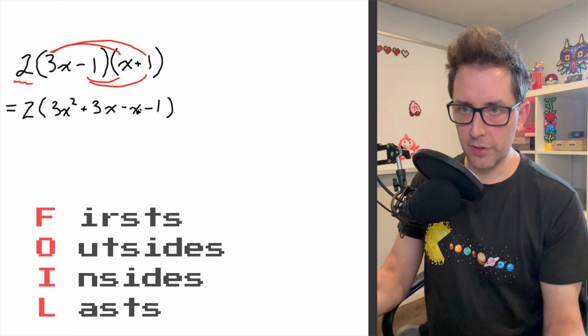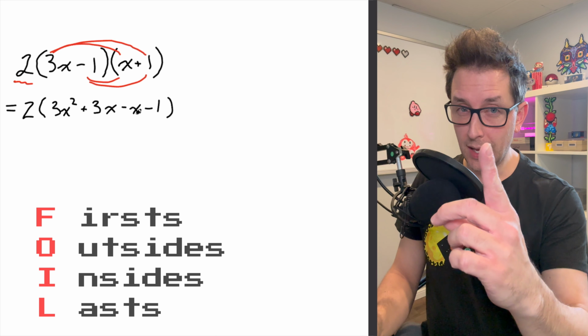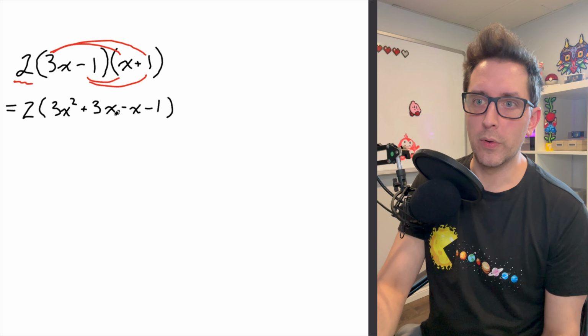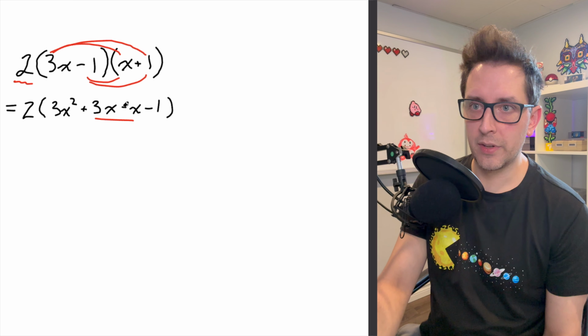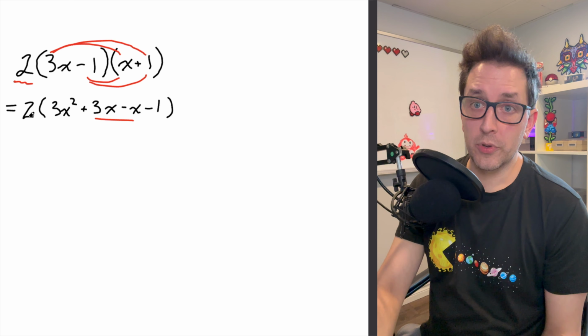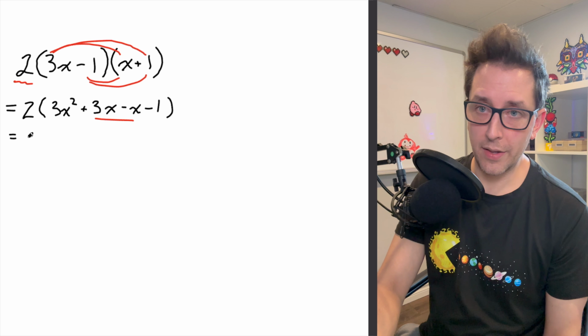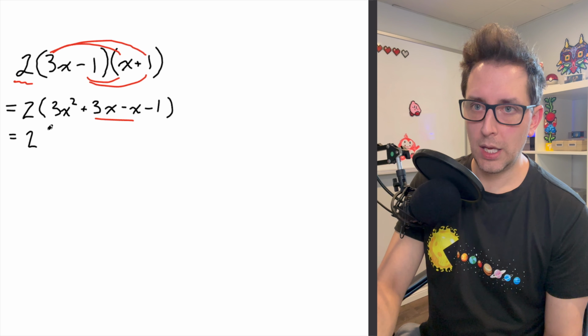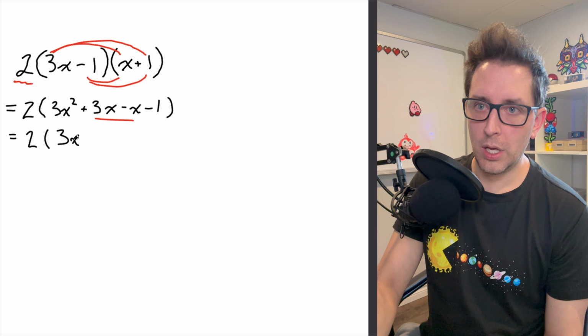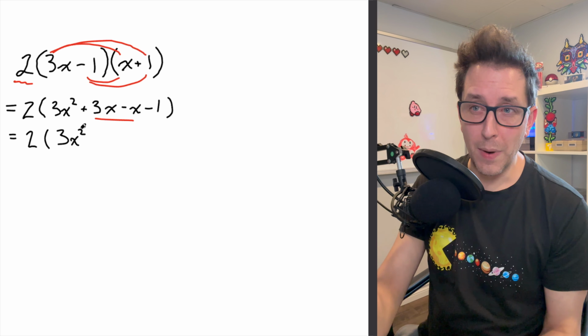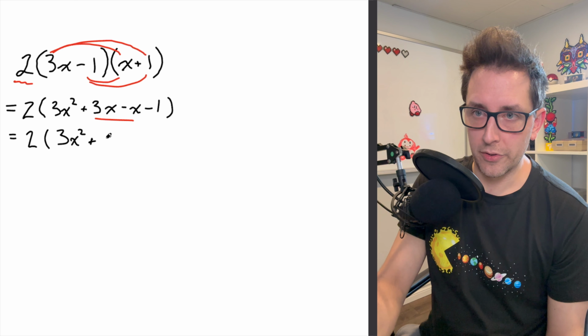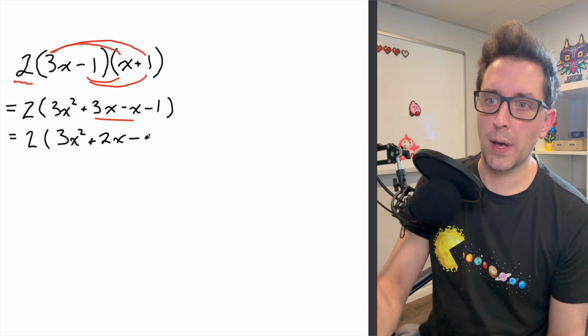Okay, a nice little expression after applying FOIL. It's not simplified yet though, because remember, we've got some like terms. Okay, 3x and negative x. Those are like terms. We're still going to ignore that 2. All right, it's not bothering you. Don't bother it. Just write it. And we're going to say we have 3x squared, and we're going to collect our like terms. 3x minus 1x, well, that's just going to be 2x. Okay, 2x, and that little minus 1 at the end.